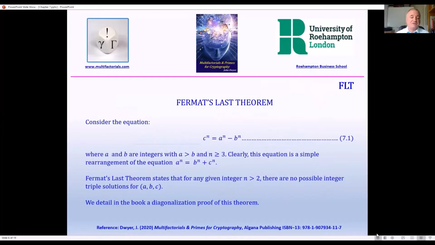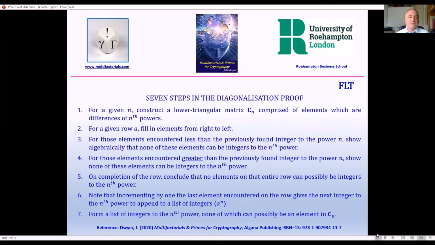Now, Fermat's last theorem is usually expressed as a to the n equals b to the n plus c to the n, where n is an integer 3 or bigger. Turns out that integer triple solutions, a, b, c, for this equation cannot all be integer. Two of them can, but the other one can't. And we'll prove that in the next couple of slides.